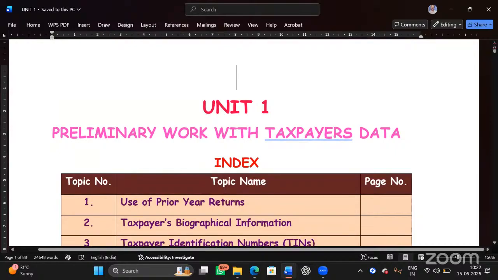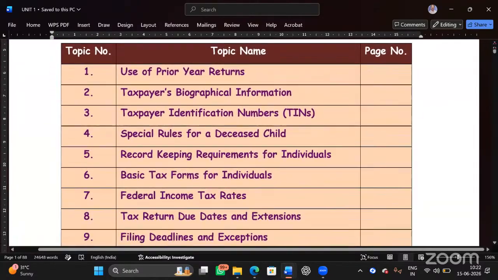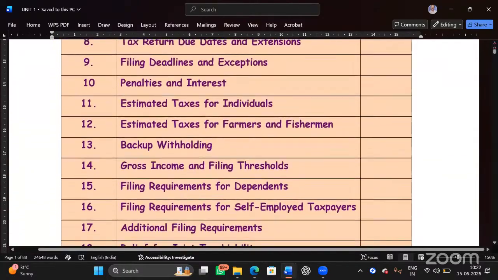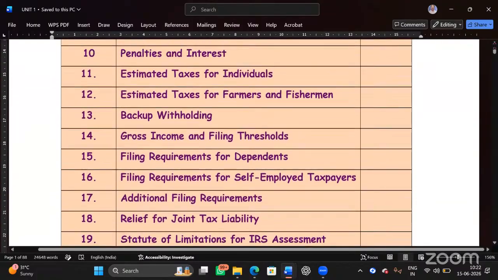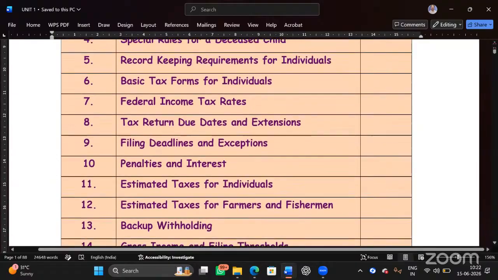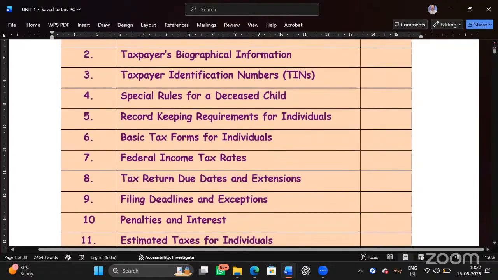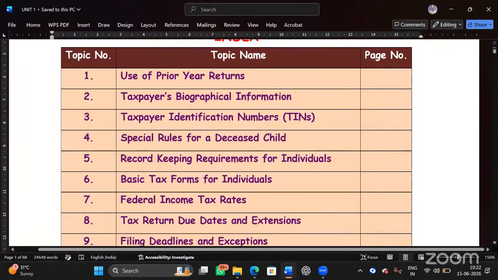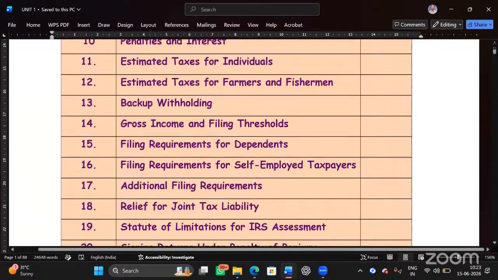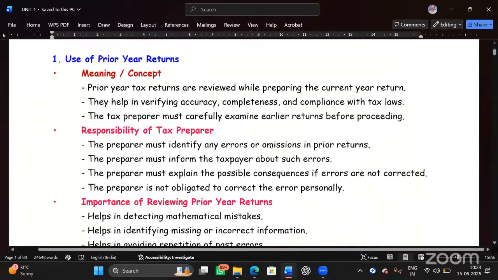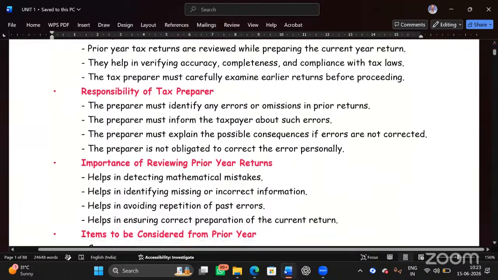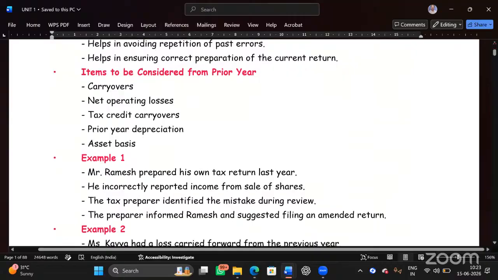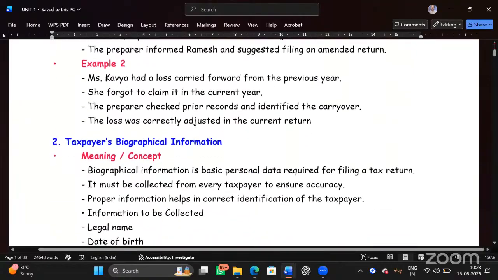Unit 1. Preliminary work with taxpayers data. In this, we are going to cover 20 subtopics. This entire topic covers only an introduction of the technical words, which we are going to cover in depth in subsequent chapters. So each topic covers 2 to 3 paragraphs. This is one, use of the prior returns. Second one, taxpayers biographical information.